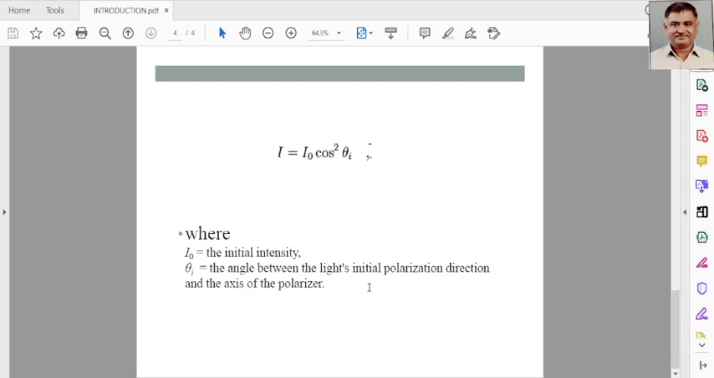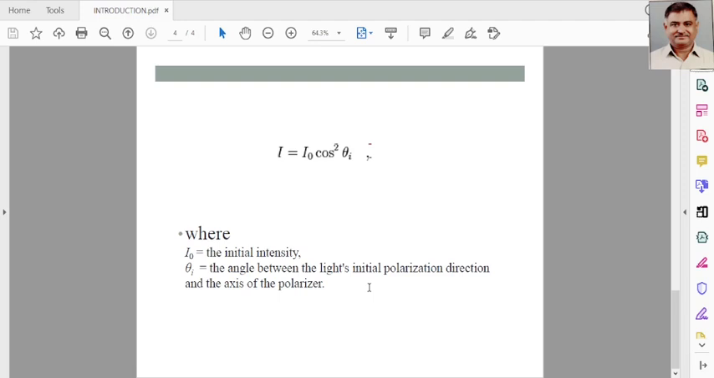and therefore when unpolarized light passes through a calcite crystal, then we get O ray and E ray. O ray means ordinary ray and E ray means extraordinary ray.